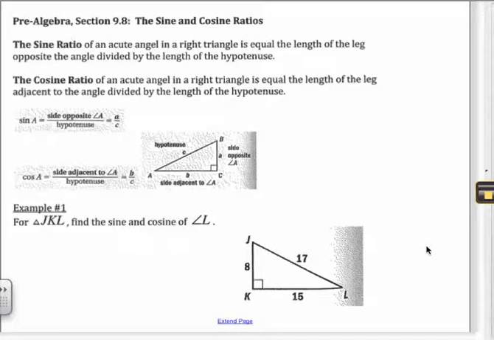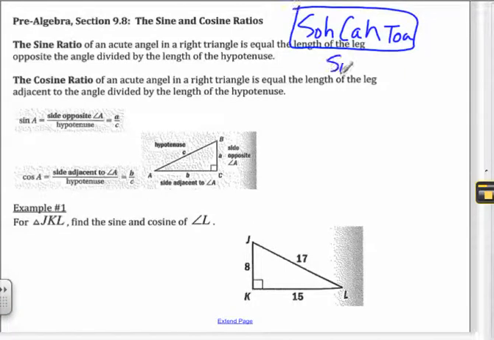Okay, guys, let's see. Sine and cosine ratios. Now, yesterday we talked about the tangent ratio, guys. And remember, that's the TOA part of SOHCAHTOA. Okay? Now you need to remember the whole thing. SOHCAHTOA. Okay? Do you need me to write them in different colors?